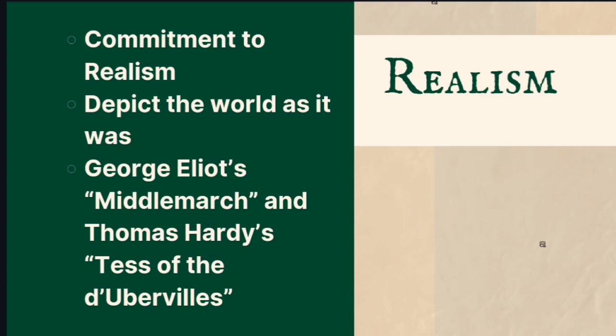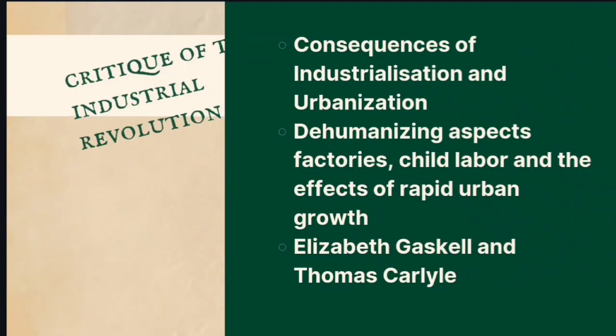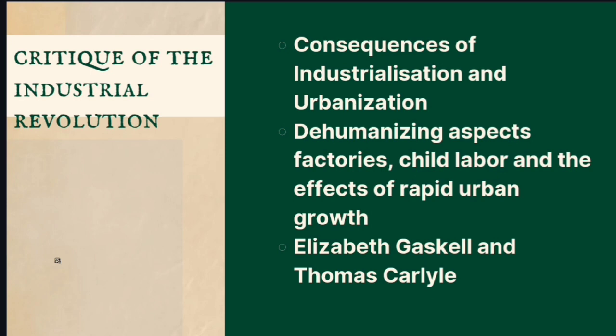The third important characteristic of Victorian literature is that they critiqued the Industrial Revolution. Victorian literature frequently critiqued the consequences of industrialization and urbanization. See, these two things are important, okay? When you think of Victorian literature, these two things should come to your mind. If it is Victorian literature, it is industrialization. If it is industrialization, then comes urbanization. A simple thing you need to note.